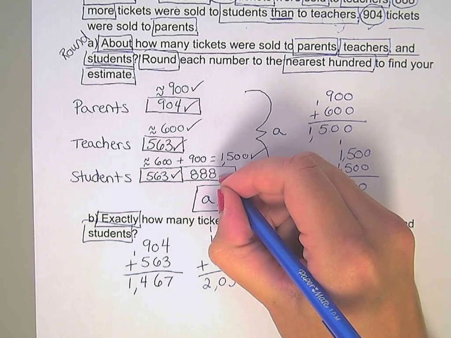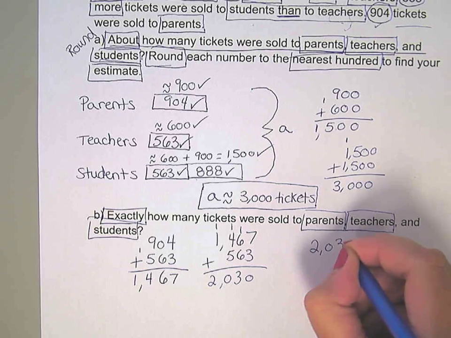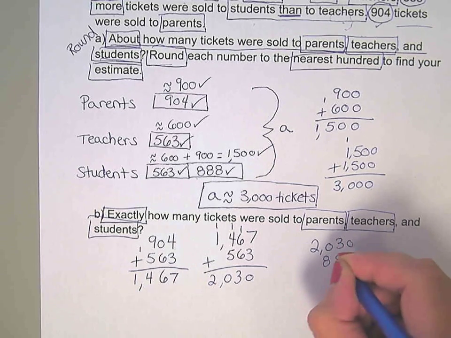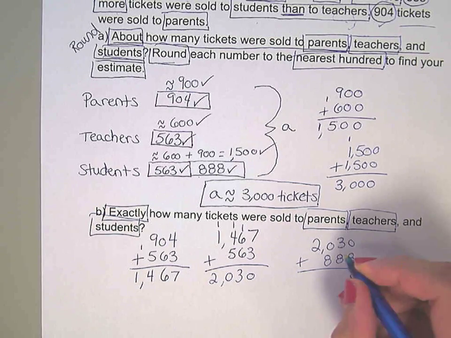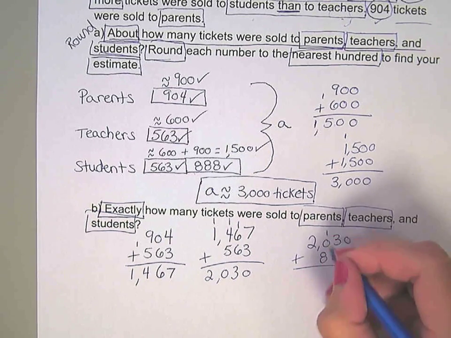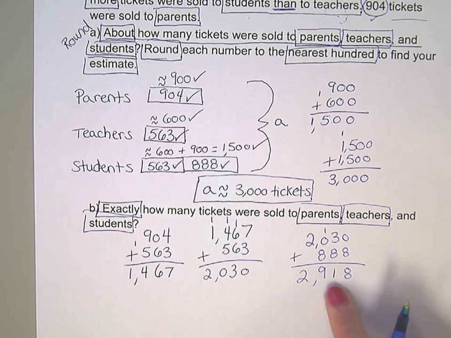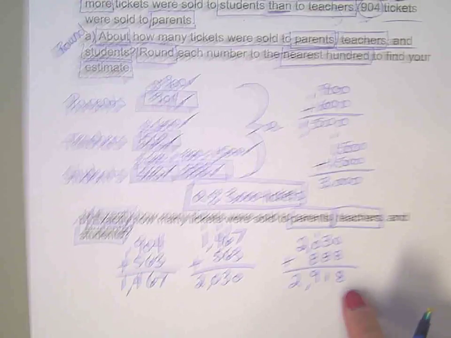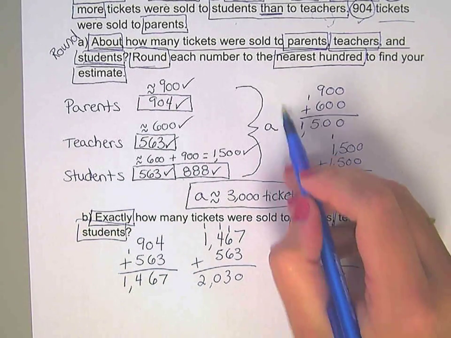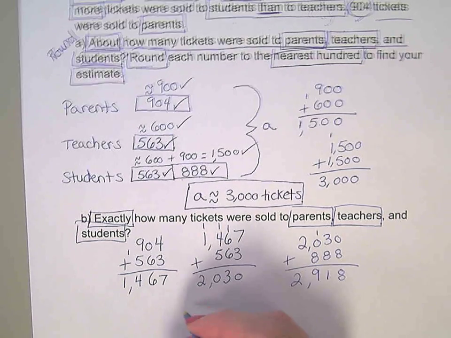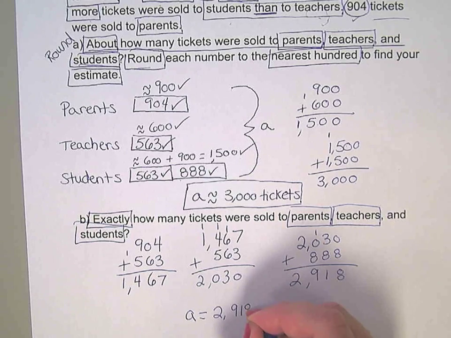I still have this one left right here, 888. So I'm going to take 2,030 plus 888. 0 plus 8 is 8. 8 plus 3 is 11. 8 plus 0 plus 1 is 9. Bring down my 2. 2,918. I did answer my problem correctly because I added all my parts together, and it wanted to know all my parts added together. So B equals 2,918 tickets.